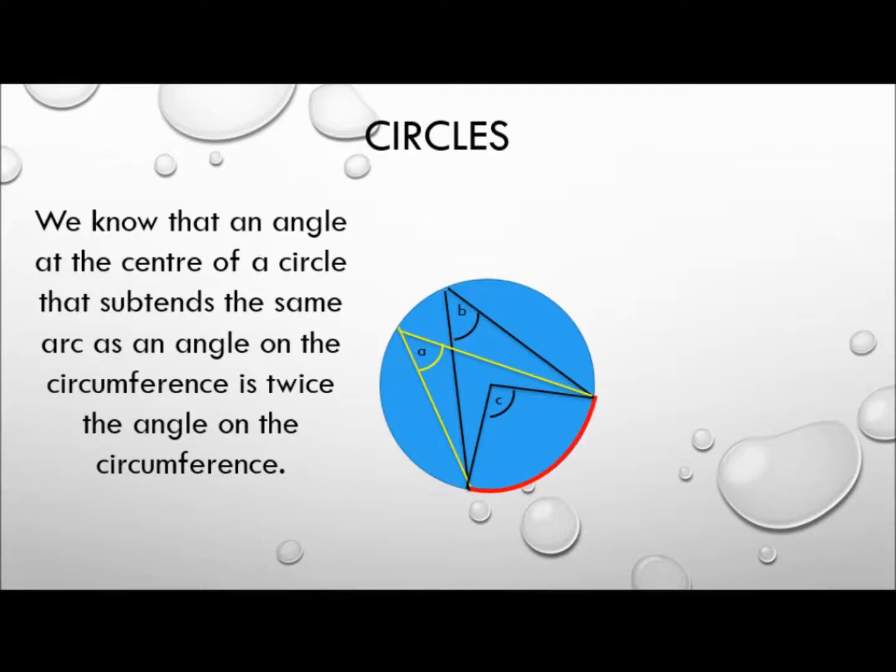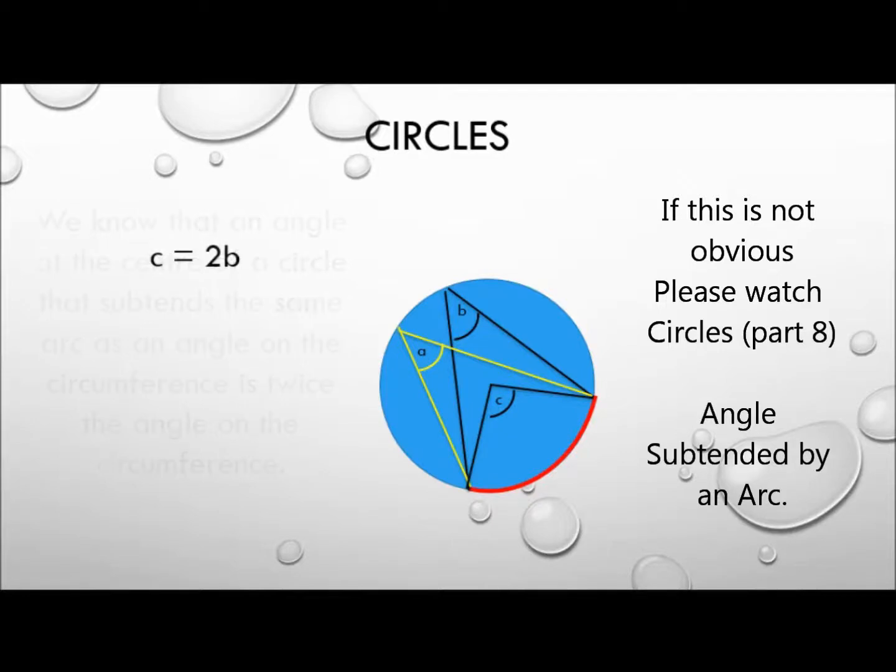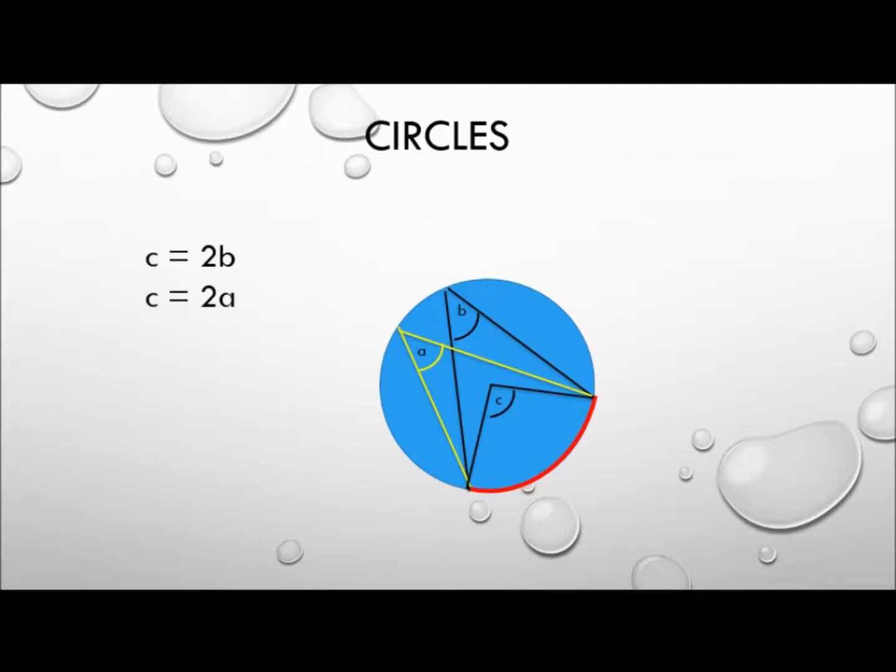Now we know that an angle at the centre of a circle that subtends the same arc as an angle on the circumference is twice the angle on the circumference. In other words, angle C is twice angle B. It's also twice angle A.